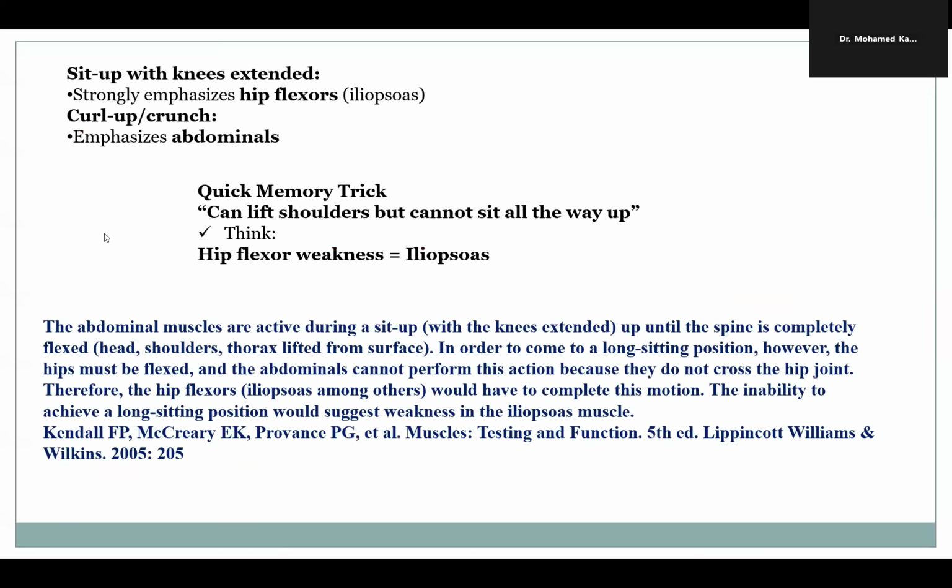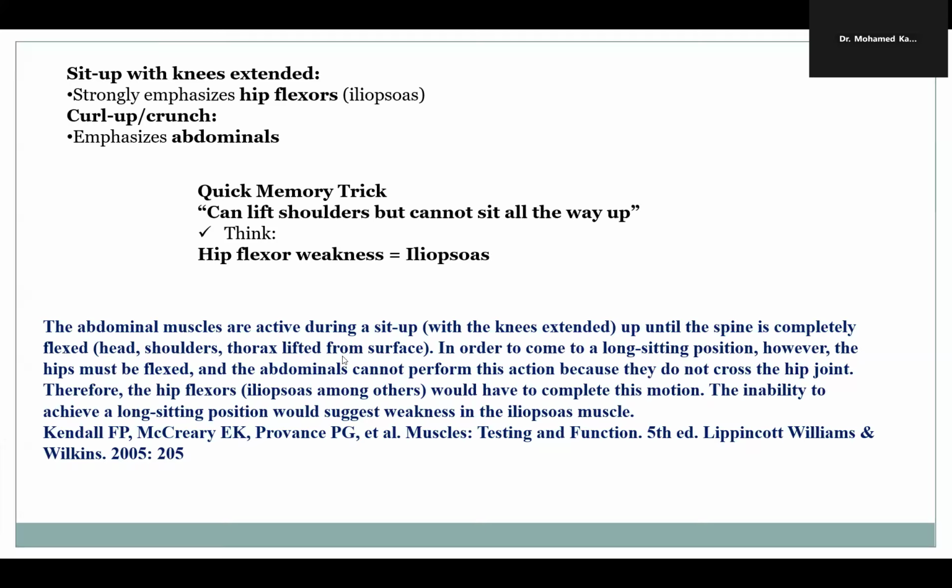So, to summarize, a sit-up with knees extended strongly emphasizes the hip flexors, which are the iliopsoas, while the curl-up or crunch emphasizes the abdominal muscles. Okay, how can we remember that? I can give you a memory trick. If the patient can lift the shoulders but cannot come all the way up, think hip flexor weakness, which is the iliopsoas.